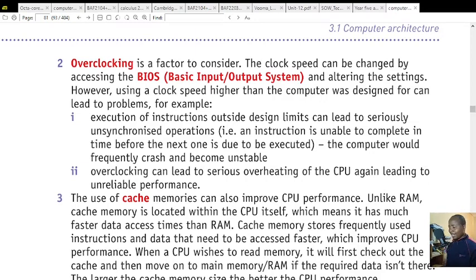So currently we have computers which have more than one core. We call them dual core. We have computers that have 4 cores. We call them quad core. We have those that have 8 cores. We call them octa core. They are mostly used on phones. The octa core kind of processor is normally used in phones currently.